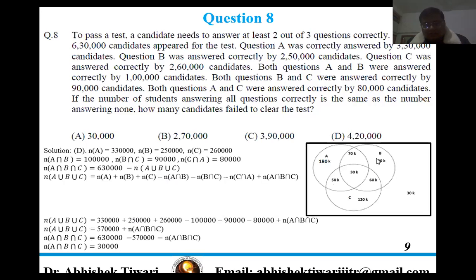So in the Venn diagram, we have to calculate how many candidates failed. The candidates failed if they answered only one question, or they answered none. So this is 1,80,000 plus 90,000 plus 120,000 plus 30,000. So this comes out to be 4,20,000. So the correct answer is option D.